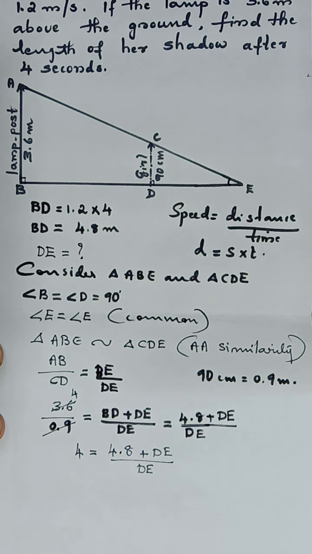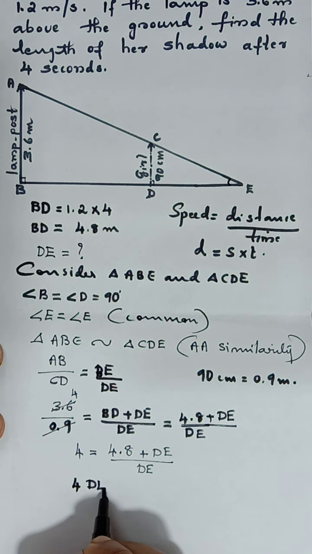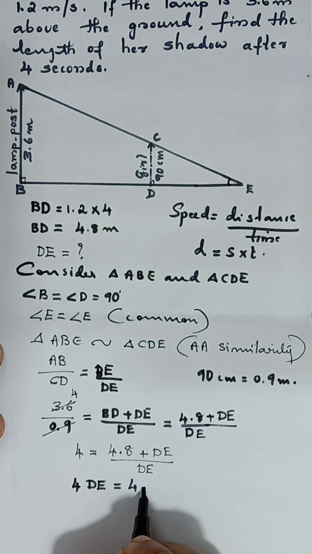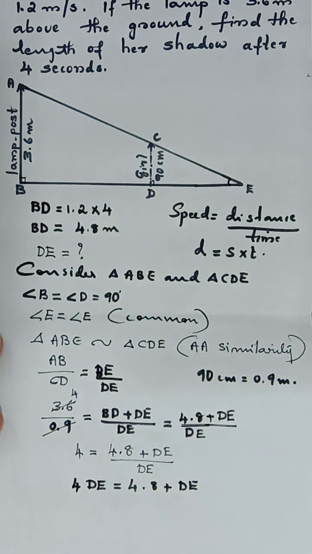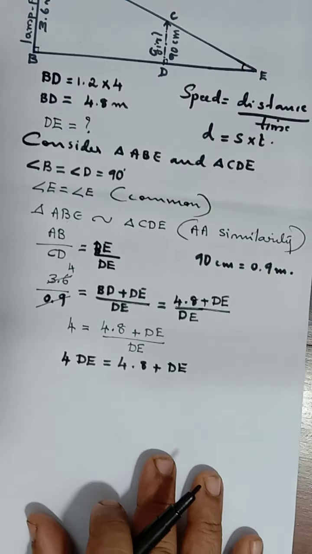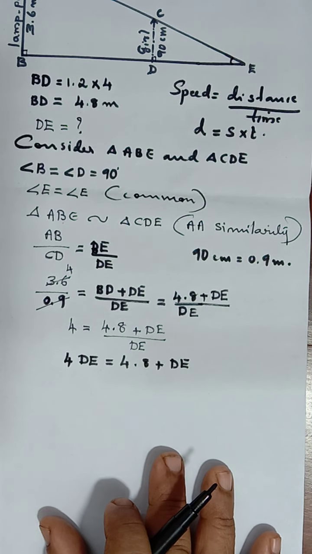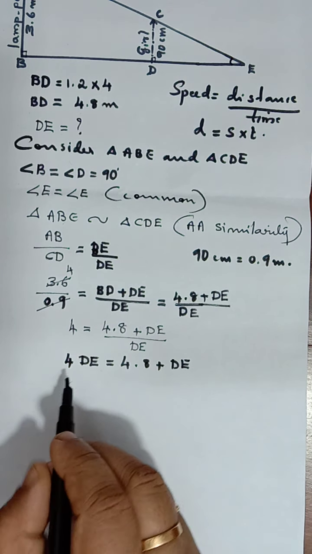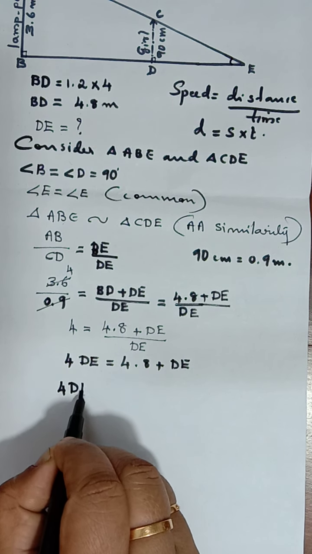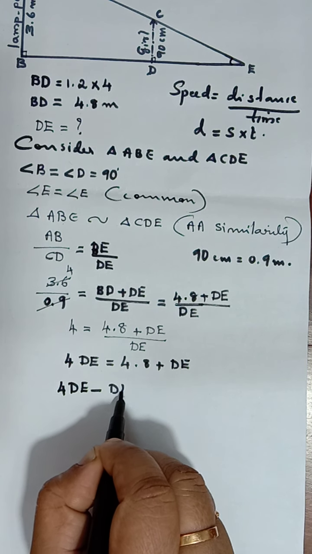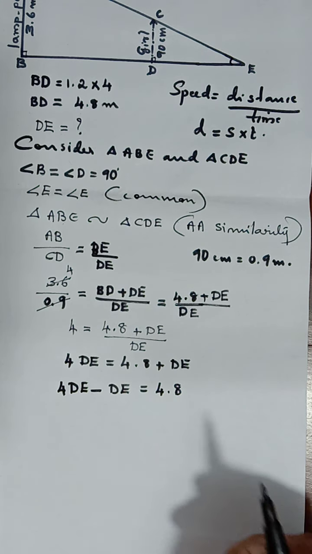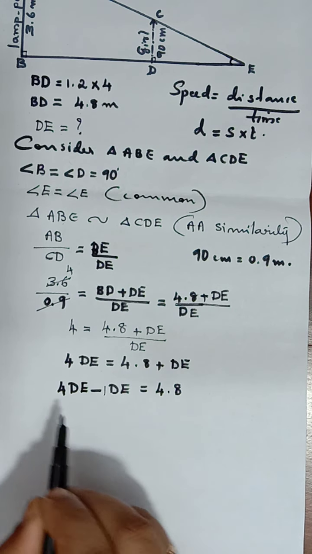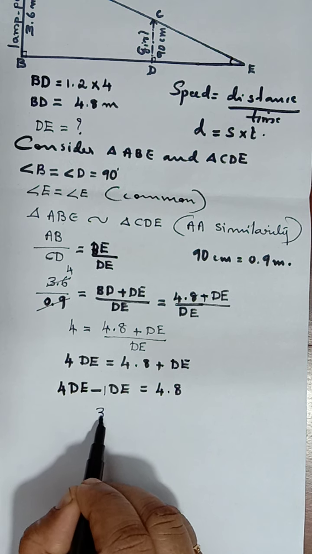Let us cross multiply this. So when we cross multiply, we will get 4 DE is equal to 4.8 plus DE. Check once more. 4 DE is equal to 4.8 plus DE. Take DE to one side by transferring: 4 DE minus DE is equal to 4.8. What is it equal to? 4 DE minus 1 DE, 3 DE.